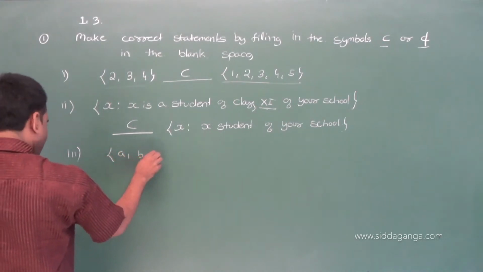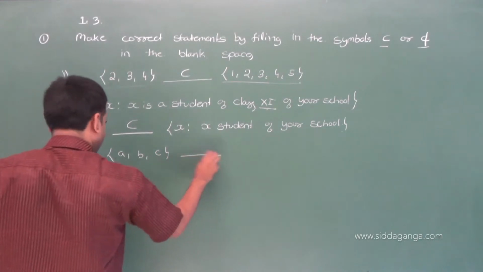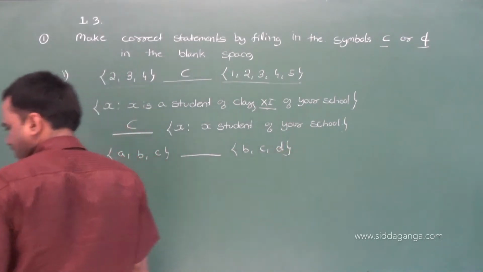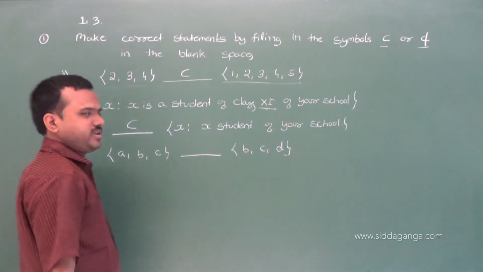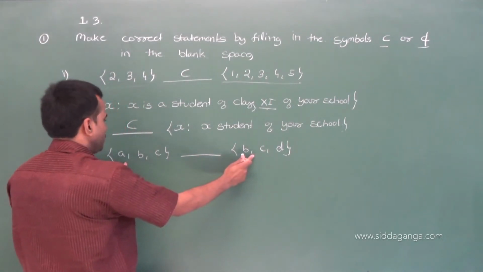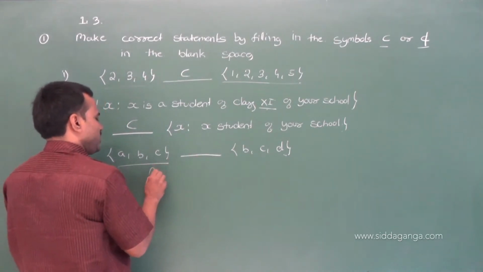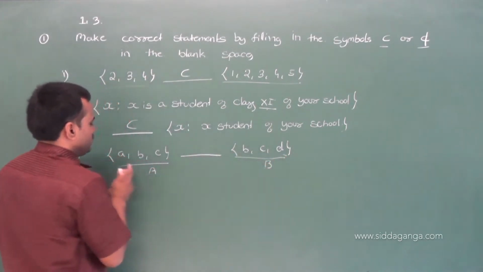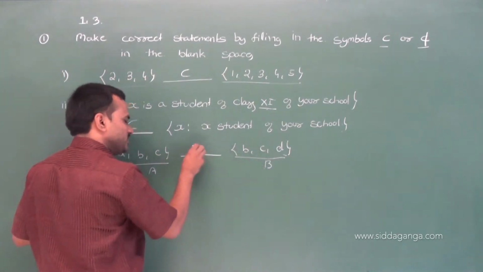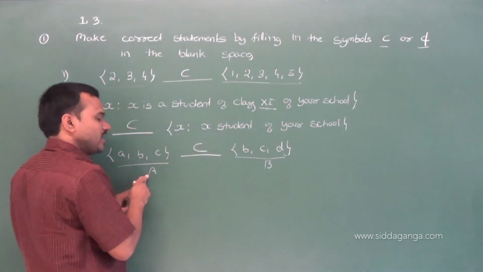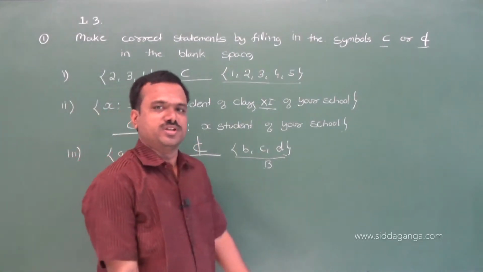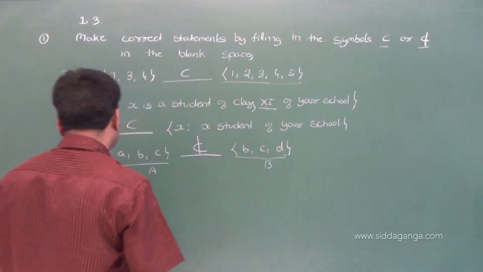Third question. A, B, C dash B, C, D. So is A present here? No, A is not present. Suppose this one I call A and this one I call B. The element A is in A, but it is not in B. So that's why all elements in A are not in B, that's why it is not a subset. Correct? It is not a subset. Fourth question.